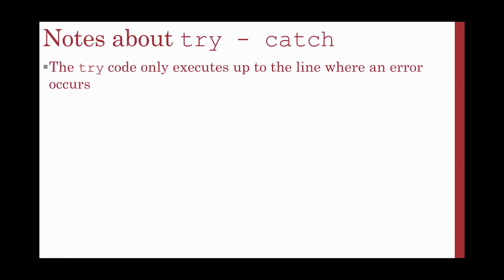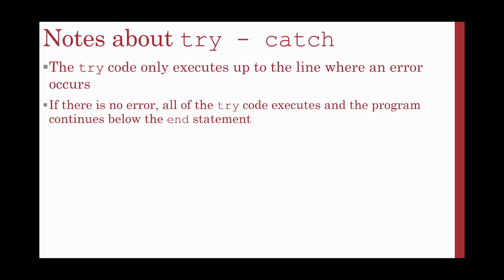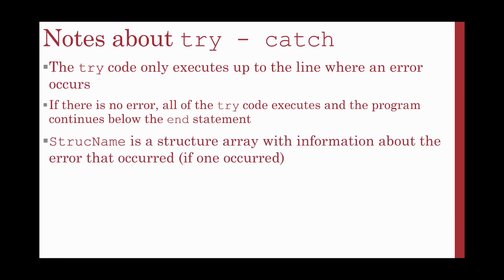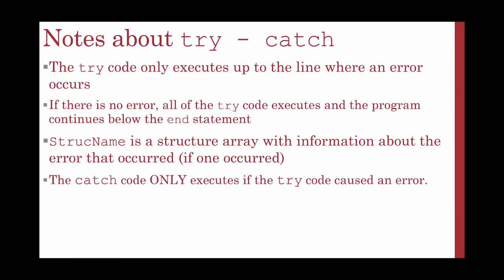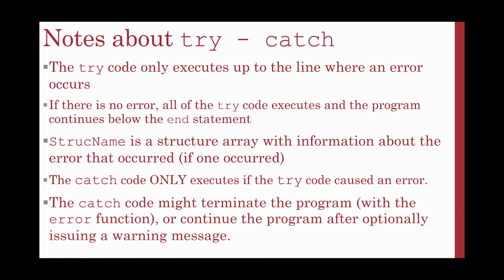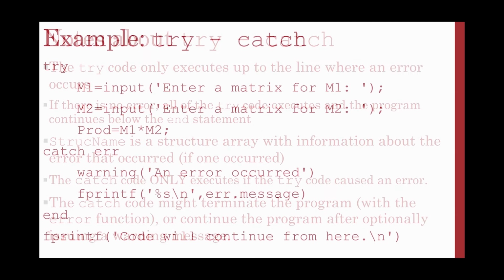So some notes about try catch. The try code only executes up to the line where an error occurs. If there is no error, all of the try code executes and the program continues below the end statement. Structure name is a structure array in which information about the error that occurs, if one occurs, is stored. The catch code only executes if the try code causes an error. The catch code might terminate the program with the error function or continue the program after optionally issuing a warning.